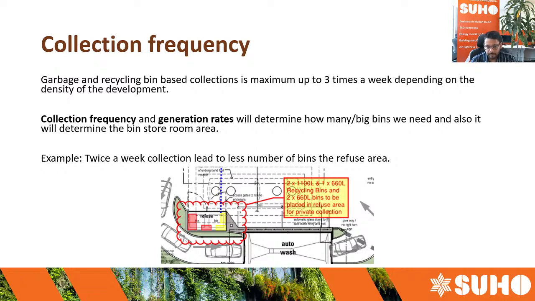So here, 5 bins are located: 3 are for waste and 2 are for recycling, because collection frequency is 2 times. If it was 1 time, then the bin number will increase to 6 general waste bins and 4 recycling bins, so 10 bins. So it will require a huge refuse area. We need to consider that, and we need to talk with our clients about how they want to proceed, or if they have space, they can increase the bin area. If not, then we can increase the collection times.